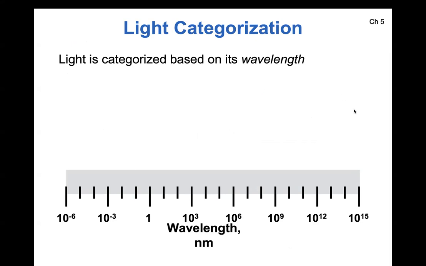Right. So now let's categorize light based on its wavelength. I said we could do it either way. We could categorize light based on wavelength or frequency, but we will start with wavelength, which is the more common way to split light into its different types.